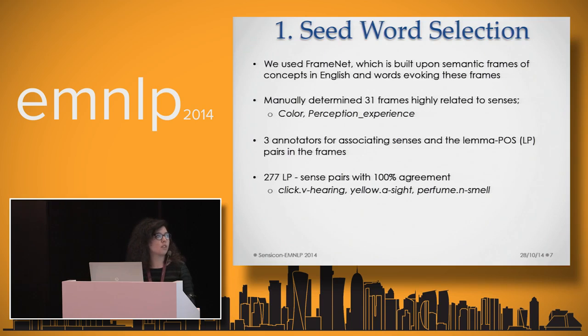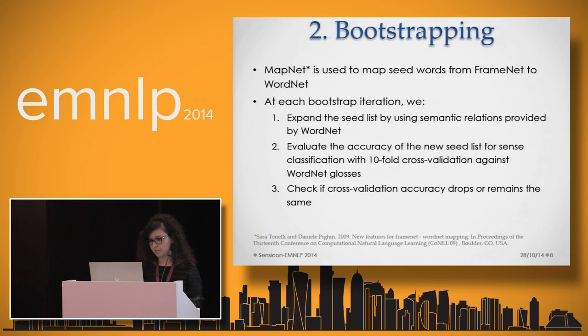Some examples of our seed words are verb click related to hearing, adjective yellow related to sight, or noun perfume related to smell. In the second step, to bootstrap the seed set, we used the semantic relations in the WordNet. To migrate from FrameNet lexical units to WordNet synsets, we use MapNet.